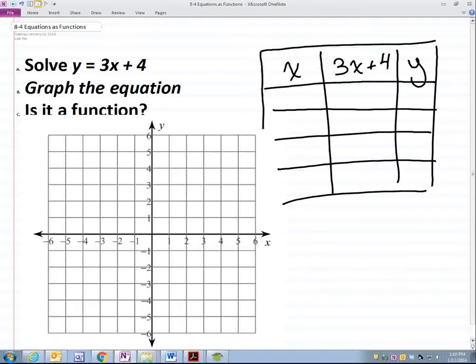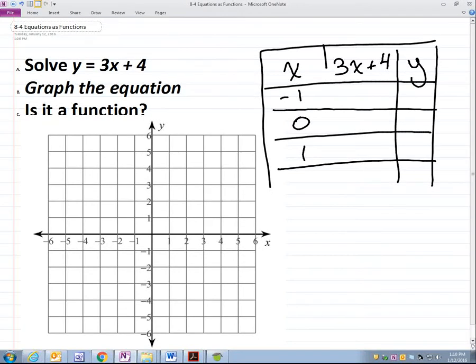Now, they don't give us a domain, so that means that we're going to choose a domain. And I want to use the smallest numbers possible that I can, -1, 0, and 1. Three should suffice.